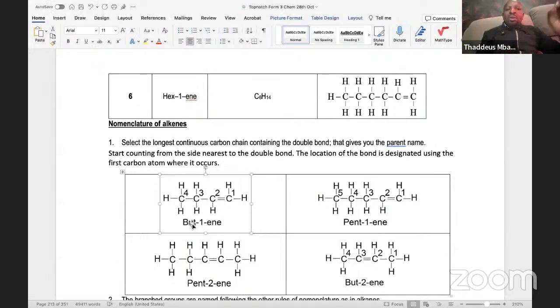So you tell us now, this is but, meaning the longest continuous carbon chain has four carbon atoms. Then 1-ene. When you say ene, it means there is a double bond. Where is it located? You write 1, it means it occurs between the first and the second. Hence, the name is but-1-ene.